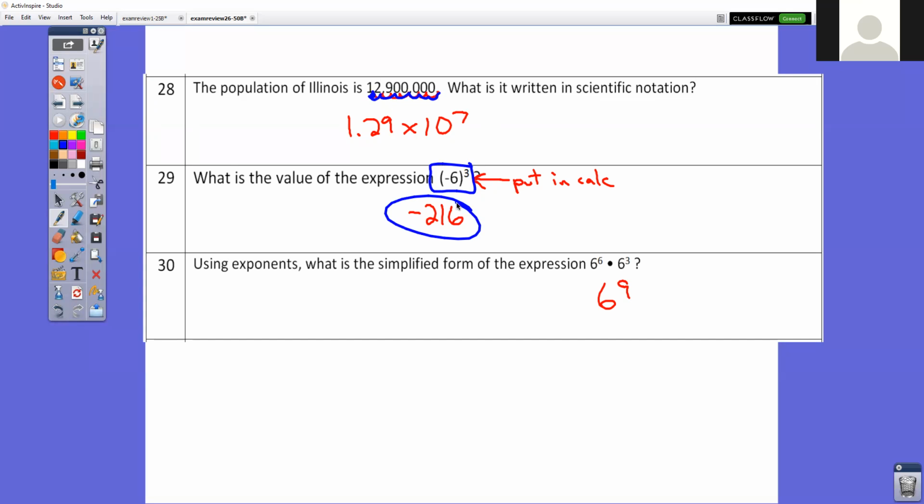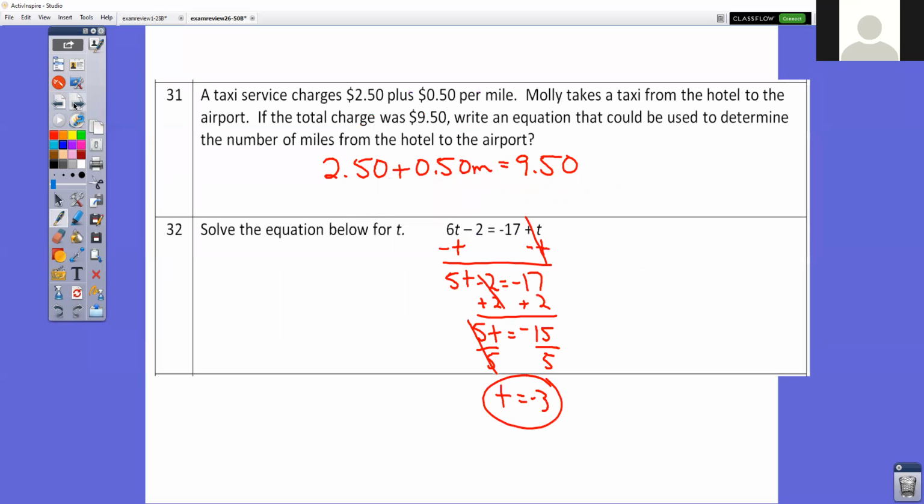In number 30, you have to know the rule. When you multiply, you keep the bases the same. So the 6 stays the same. The big number stays the same. And you add your exponents. 6 plus 3 is 9. So 6 to the 9th power.